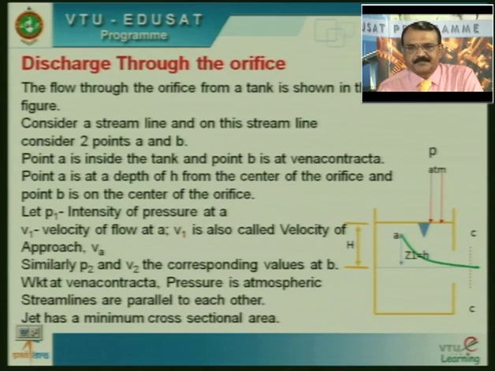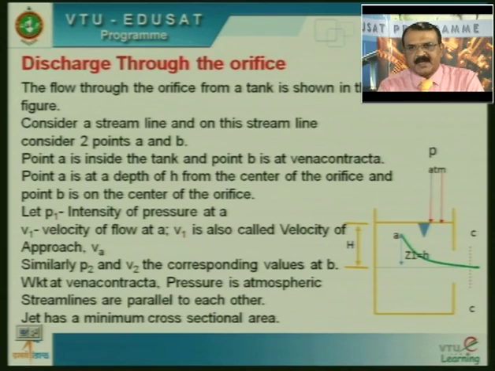The first condition. The second condition is the streamlines are parallel to each other. The third condition is the pressure at vena contracta is atmospheric pressure. You should not forget these three conditions. Again, I repeat, at vena contracta, the pressure is atmospheric, the streamlines are parallel to each other, and the jet has a minimum cross sectional area.